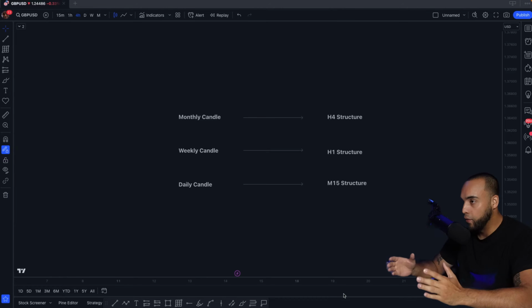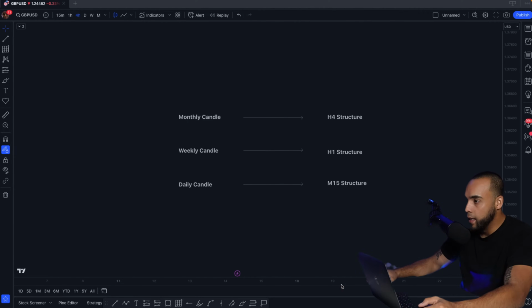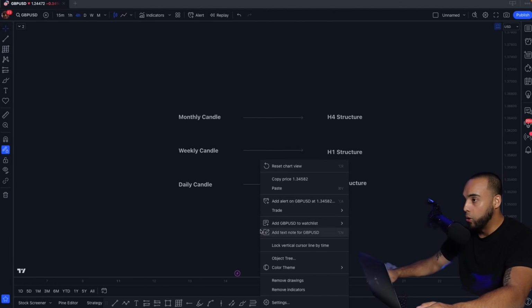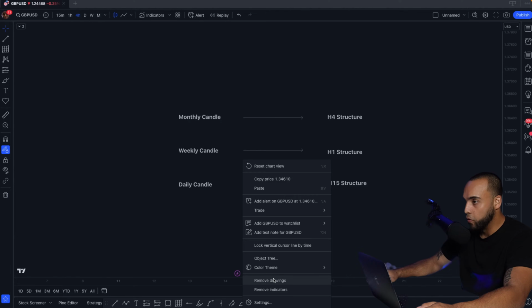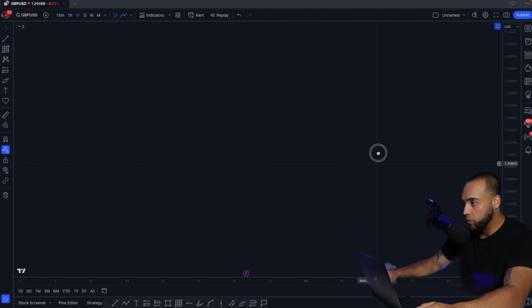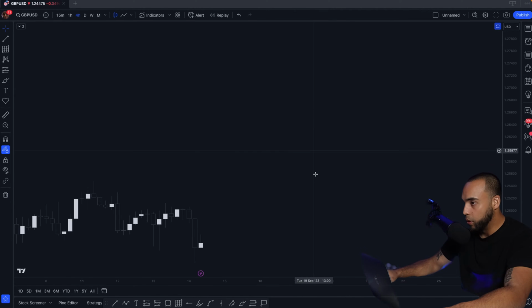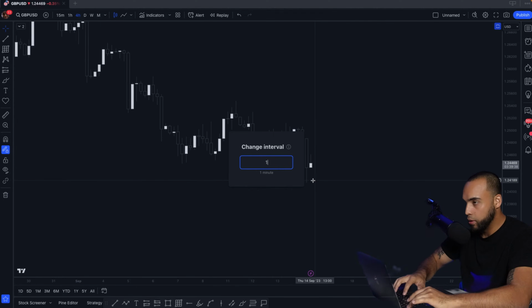So check this out. If you are an intraday trader, you're going to look at price action only within the daily candles. If you are more of a short-term swing trader, you're going to look at price action within the weekly candles. And if you're more of a longer term swing trader, you're going to look at price action within the monthly candle. All I'm going to do here is throw vertical lines on these candles, remembering which candle lines up with structure.